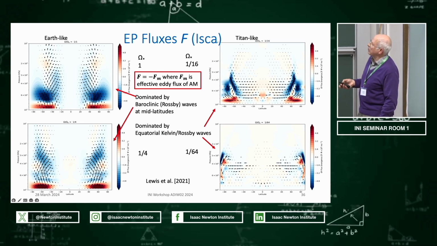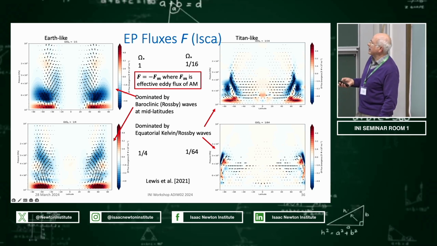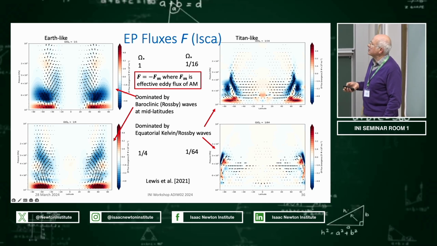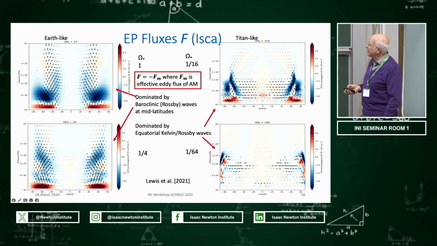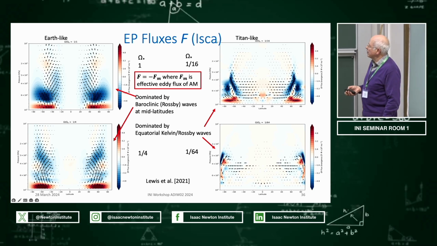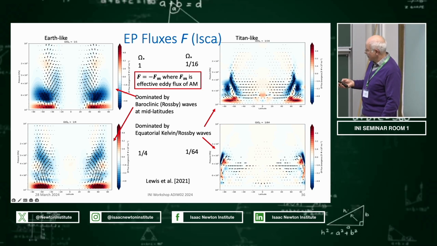And what you find is for Earth-like planets that are dominated by baroclinic instabilities at middle latitudes, it's the middle latitudes that essentially dominate the transport of angular momentum, mainly pushing angular momentum into the ground at middle latitudes. Whereas with very slowly rotating planets, the dominant eddies are associated largely with barotropic instabilities, which transport angular momentum horizontally, essentially towards the equator.